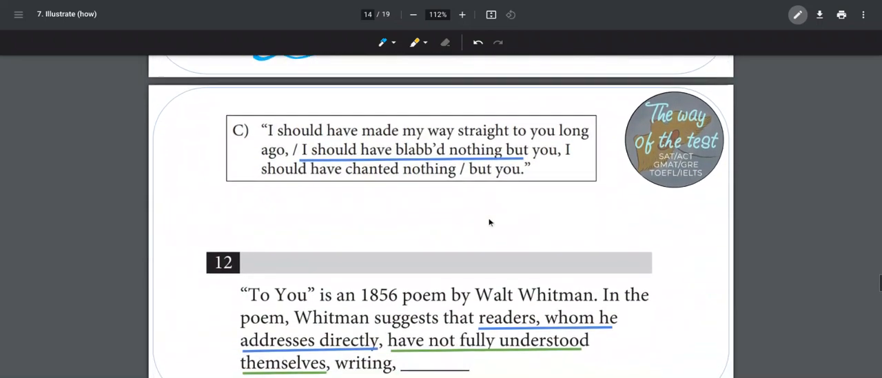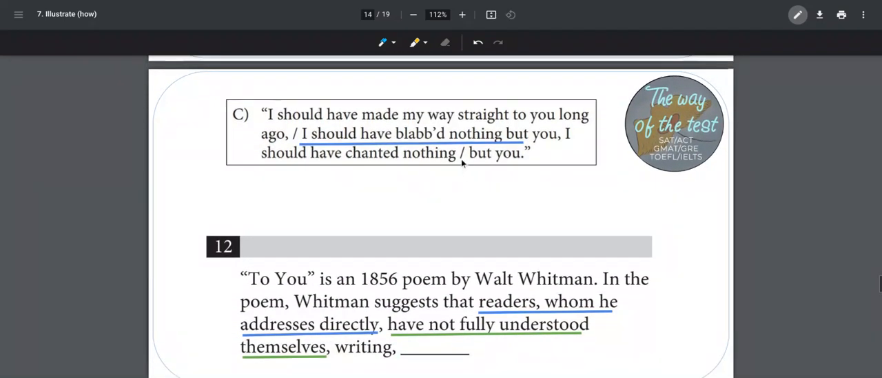We're going to check letter C. "I should have babbled nothing but you." Okay, but it's talking about you. We eliminated that, but let's make the "you" pass. Still not talking about how you don't understand yourself. It's talking about how I should or shouldn't have done something. So I'm going to eliminate that.